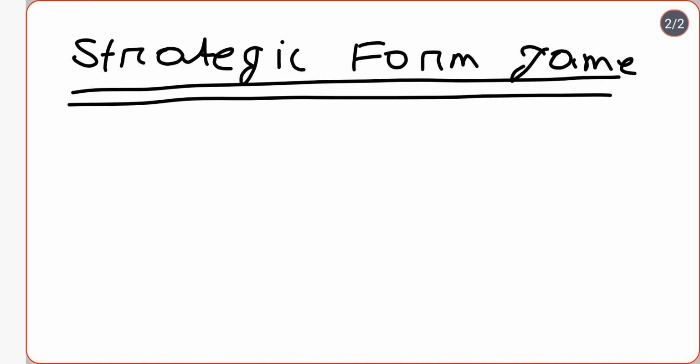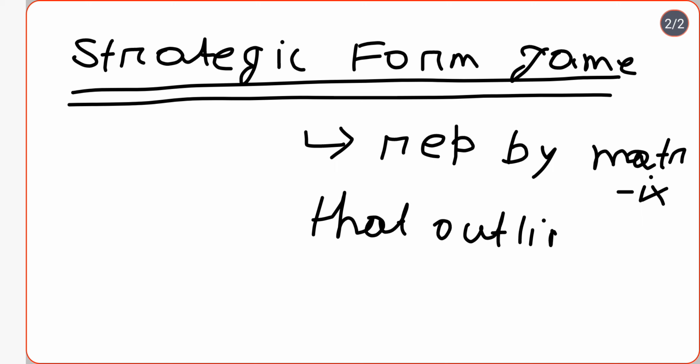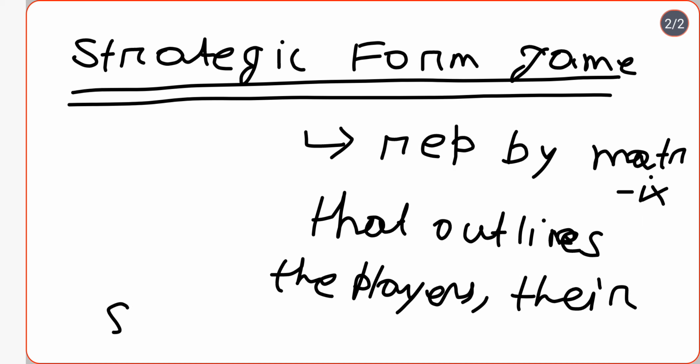A strategic form game is represented by a matrix. I'm going to give an example, but let me first say that a strategic form game is basically represented by a matrix, and that matrix outlines the players, their strategies, and the payoff for each combination of strategies.